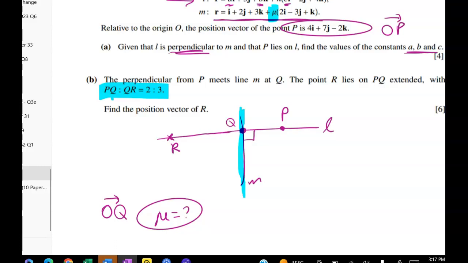Again, we're going to use the dot product, and then we're just going to slowly work out, well, if the ratio of PQ to QR is 2 to 3, I can see that I'm going to take this distance here, and I'm going to times it by 1.5, and I'm going to bung that onto Q, and that's how I'm going to get the position vector of R.